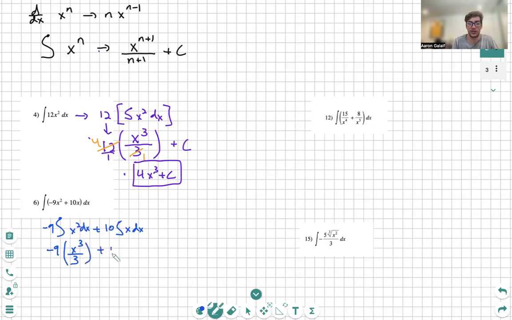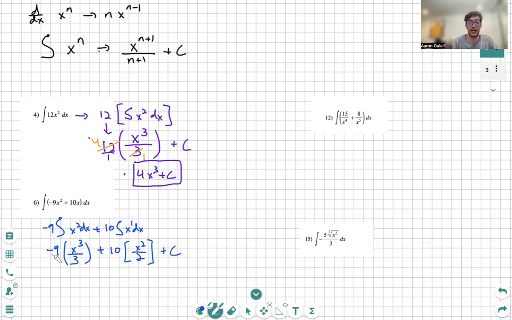Next, we're going to move to the next term. This has an exponent of 1. So what we're going to do is add 1 to the exponent and divide by the new exponent. We will then put our plus c at the end.